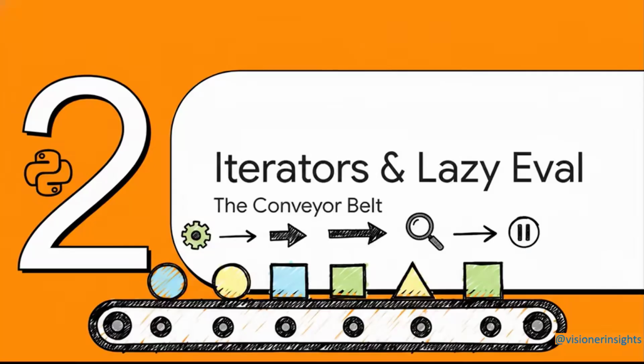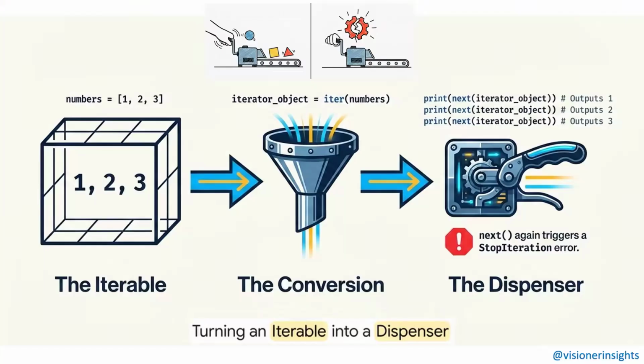Section 2, iterators and the lazy approach. Let's see exactly how we can build this conveyor belt in Python. Imagine starting with a standard iterable, right? Like a static list of numbers, 1, 2, 3. It's a heavy, solid block of data. But when we pass that list through Python's built-in iter function, think of it like that funnel in the middle, we convert it into an iterator. It magically becomes a mechanical dispenser. It absolutely will not hand you the whole list at once anymore. Instead, it just patiently waits for you to pull the lever to get the next item.